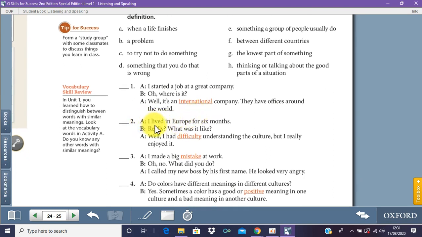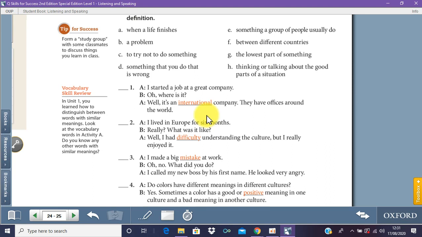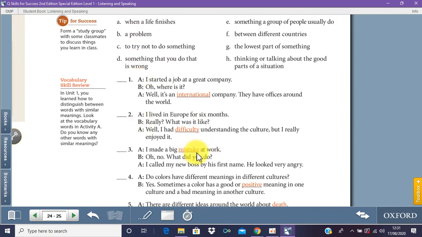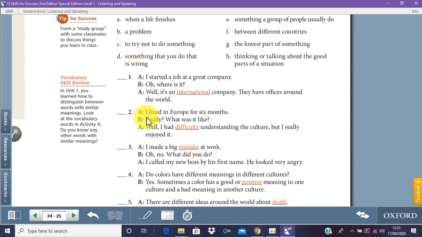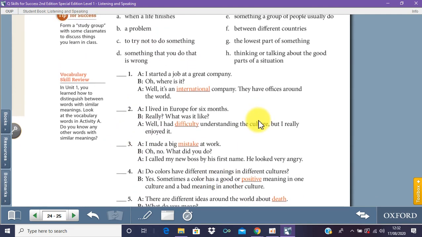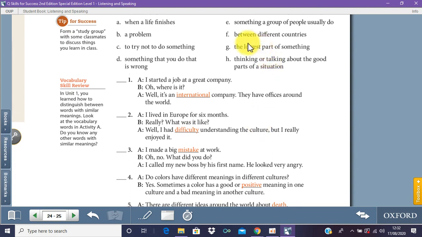Number 2, it says here difficulty. Difficulty, if you guys are very smart, not a lot of people, if you don't know what difficulty is, you can again use a dictionary. Difficulty means something very hard, okay? Very not easy. So, difficulty, a problem. All right? Number 3, mistake. The mistake answer, something that you do that is wrong. So, number 3 is D. Number 4, positive. Positive is a good thing, by the way, if you didn't know. Positive is good. So the answer for this one is thinking or talking about a good part of a situation.